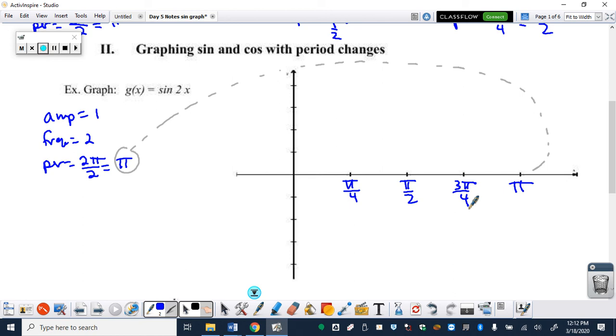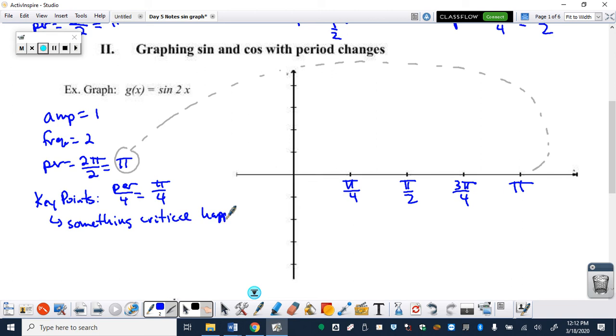The other way you can get those points is called key points, something that I'll do every once in a while. For key points, you're going to take your period and divide it by 4. So notice I have pi over 4. Key points means something important, something critical happens. Remember, sine starts at 0, goes high, 0, low, 0. So every 45 degrees, something's going to happen.